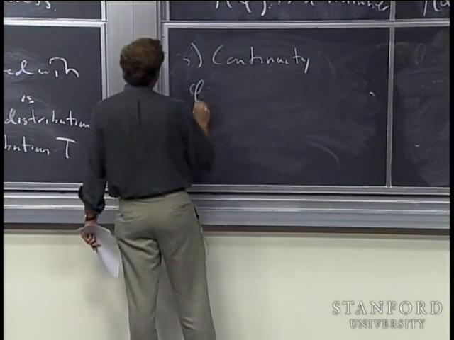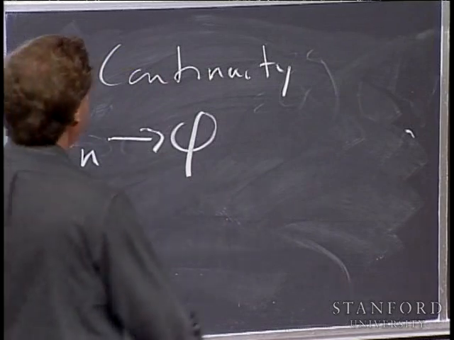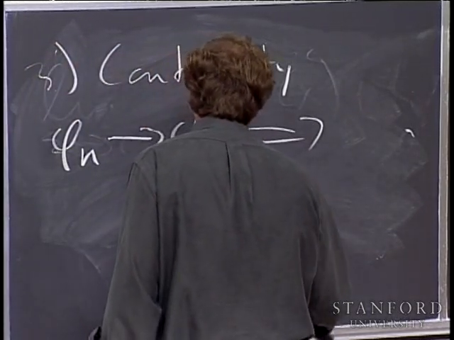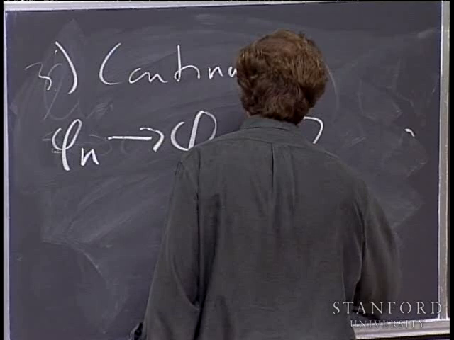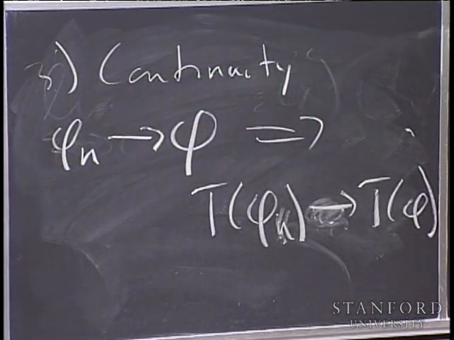That is, if phi n is a sequence of functions which converges to a function phi, then that implies that if I operate on it with one of these generalized functions or distributions, that converges to T of phi. I'll say more about this in just a second. Actually, this is the most problematic part of the definition. But I'll say more about it later.